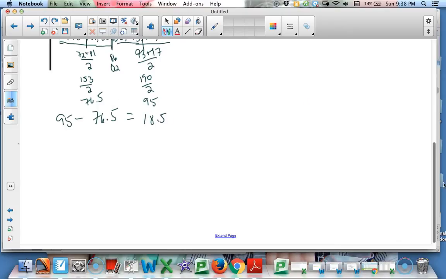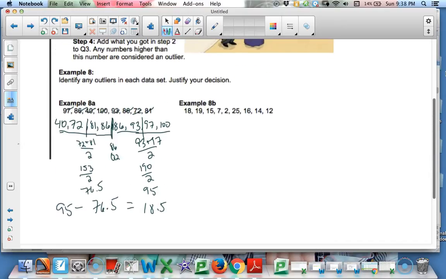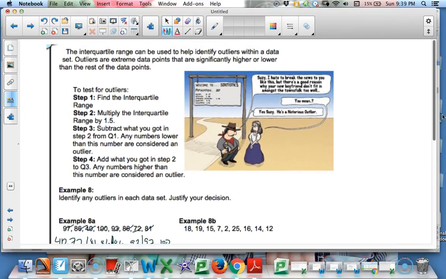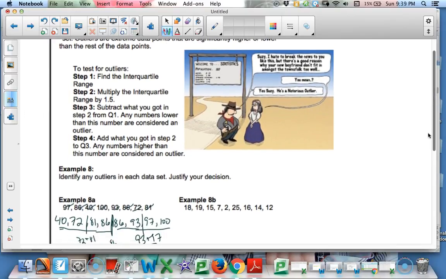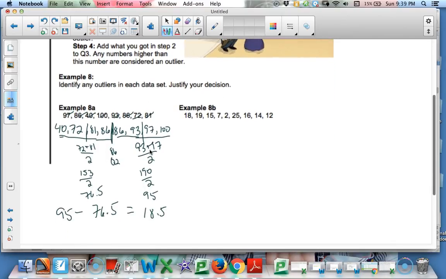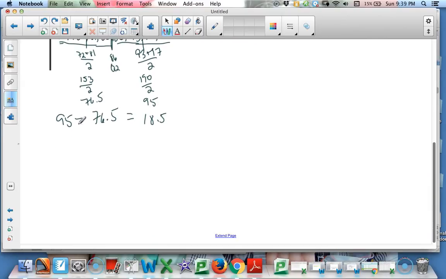That's my IQR. Okay, so there's step 1. Now, step 2, we are going to take that interquartile range and multiply it by 1.5. Why 1.5? I don't know. That's just the rule. So 18.5 times 1.5 is 27.75.